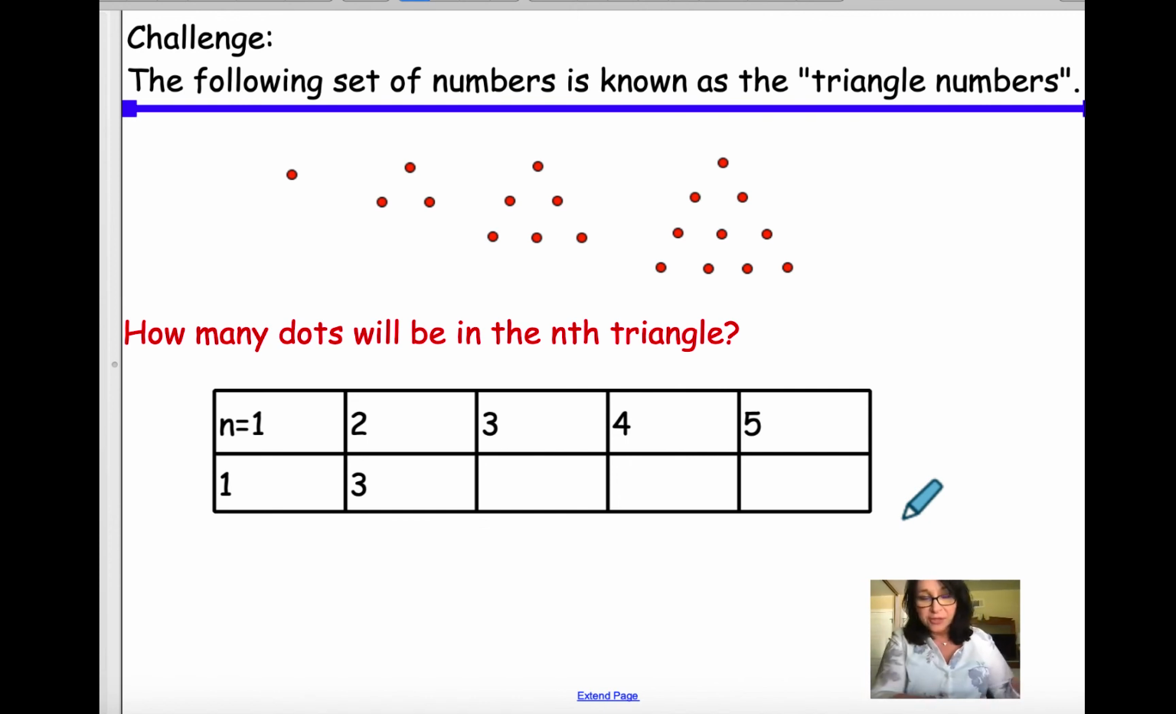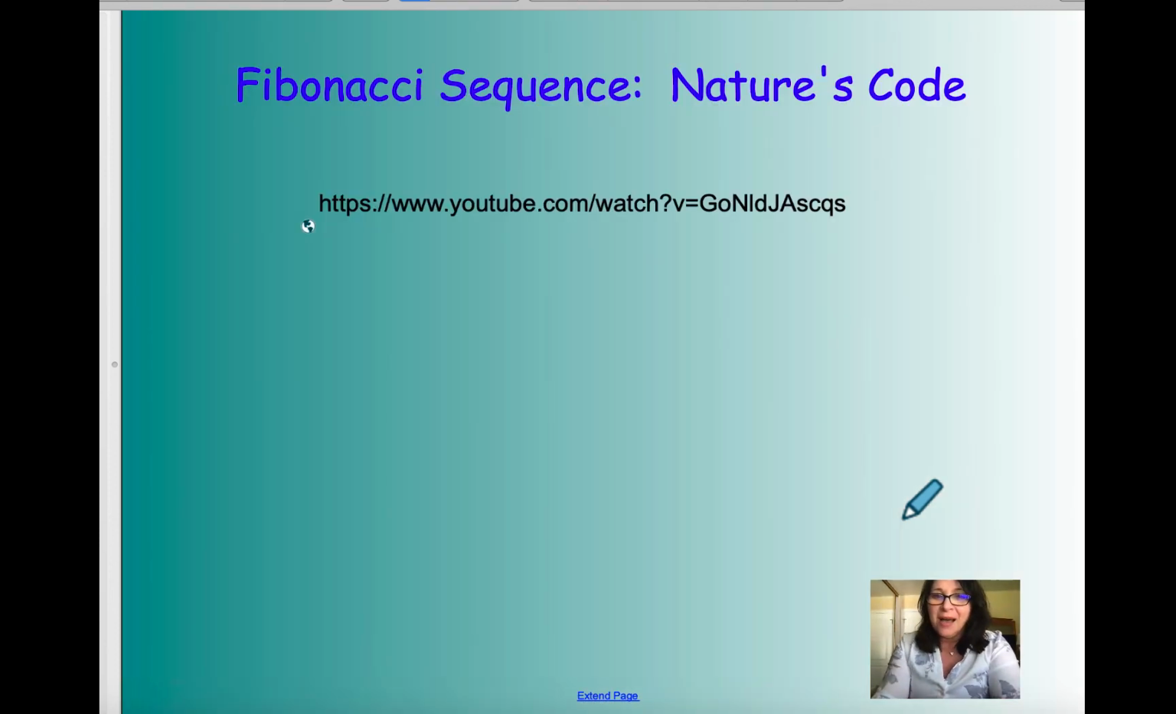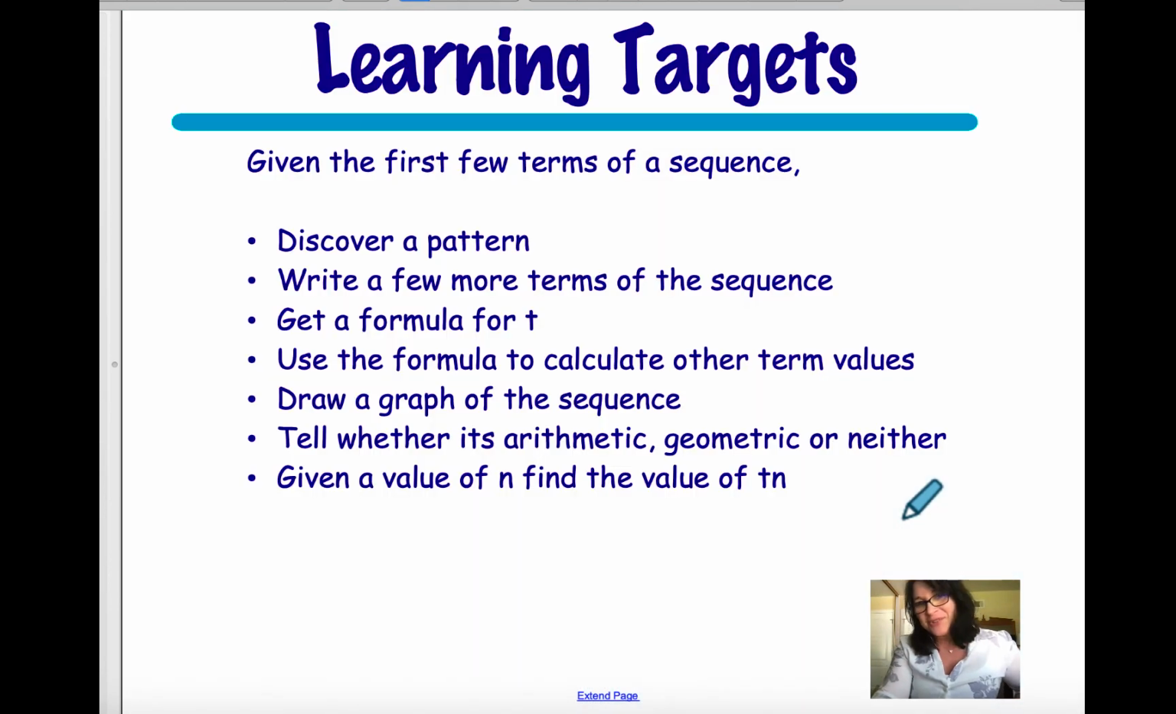This right here is just something kind of fun. It's actually famous. It's called the triangle numbers. How many dots will be in the nth triangle? That's a little fun challenge for you to try to figure out, and you can definitely look that up if you have the time. I have this neat little Fibonacci Nature's Code video. If you just search on your platform, whatever you're using, for Fibonacci Sequence, different things come up. Watch it. It's very interesting.